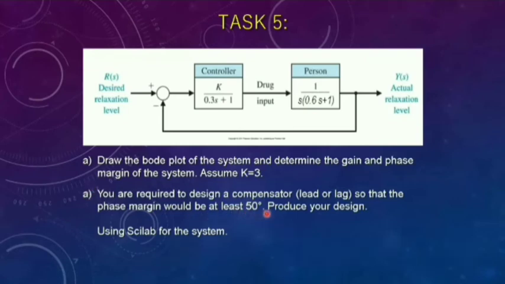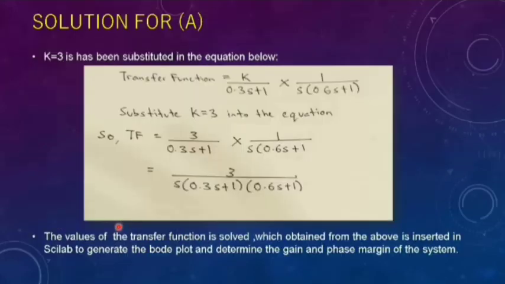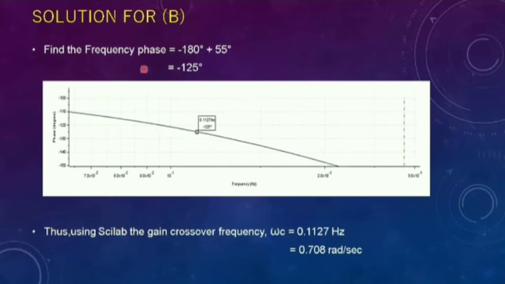The next part in task 5 is that we are required to design a compensator lead or lag so that the phase margin will be at least 50 degree, and we are using Scilab to design this system. First thing first, we need to find the frequency phase for the system. We added 5 degree to the phase margin required as safety margin. So negative 180 plus 55 degree, thus we get our frequency phase, which is negative 125.